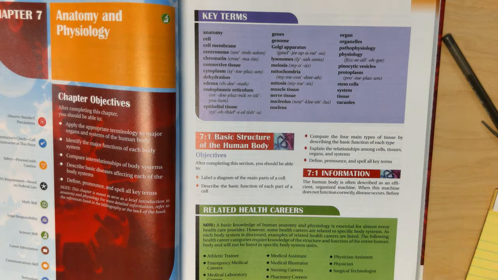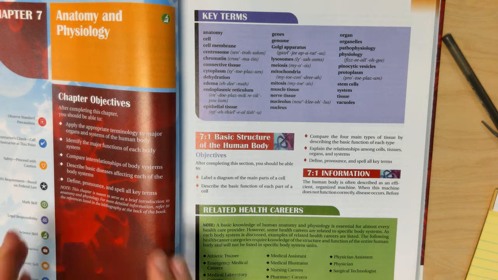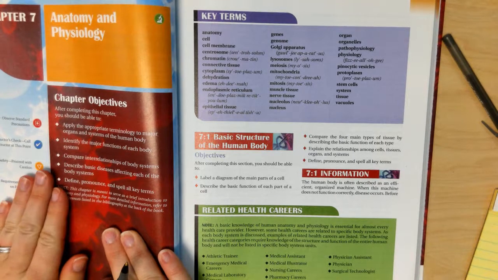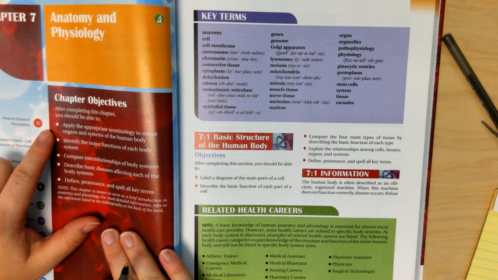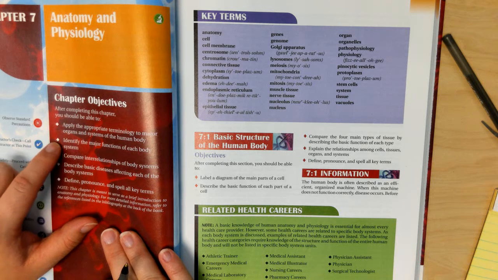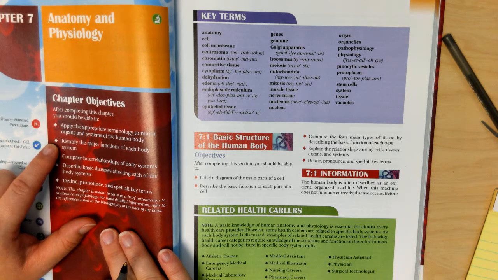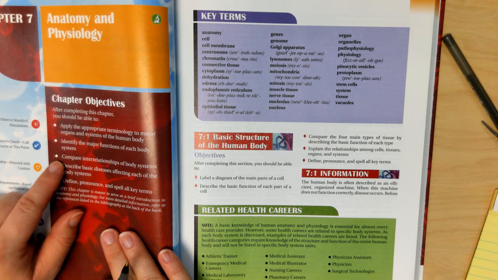Now, while you're reading your book, your textbook is meant so that you can teach yourself information. It tells you what you're supposed to learn, the objectives. So by the end of the chapter, apply appropriate terminology to major organs and systems of the body. Identify the major functions of each body system. Functions is physiology. That's what physiology means, the function. So the physiology of each body system. Compare interrelationships of body systems.